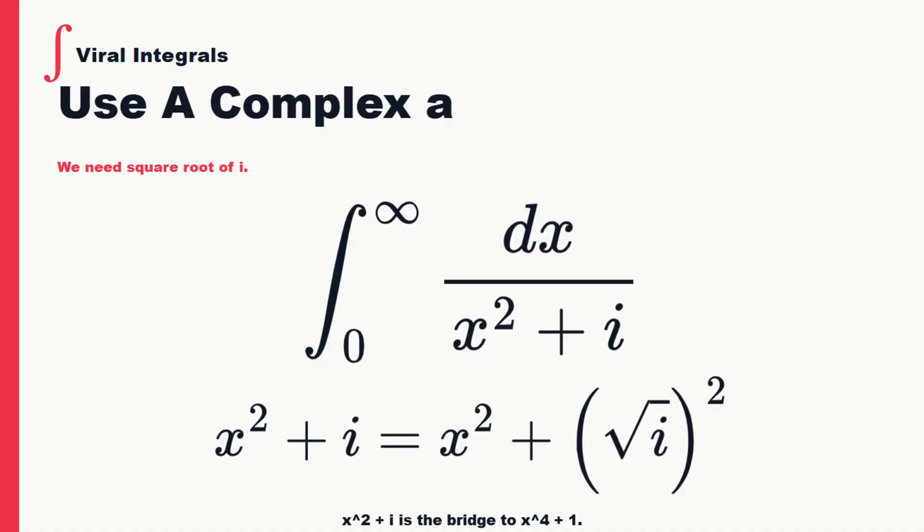Now look at the nearby denominator x squared plus i. If a squared is i, then this fits the quadratic template, so the next thing we need is the square root of i.